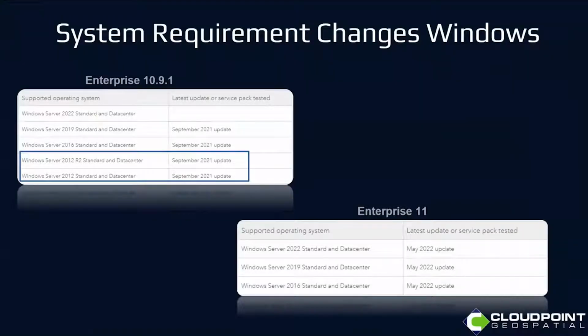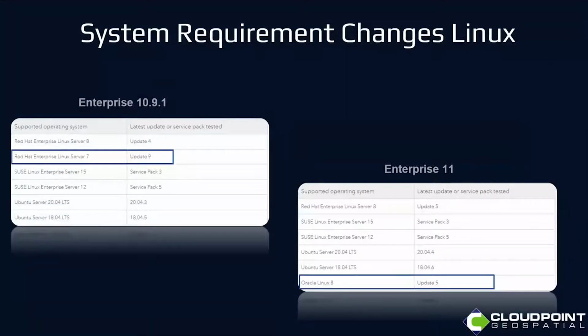And not to forget, if there's any Linux users out there, I don't specialize in Linux. I don't know a lot about it, but there were some changes from looking at the system requirements, and it looks like Red Hat Enterprise Linux Server 7 is out at Enterprise 11, and it looks like they've added Oracle Linux 8 to the supported operating system.